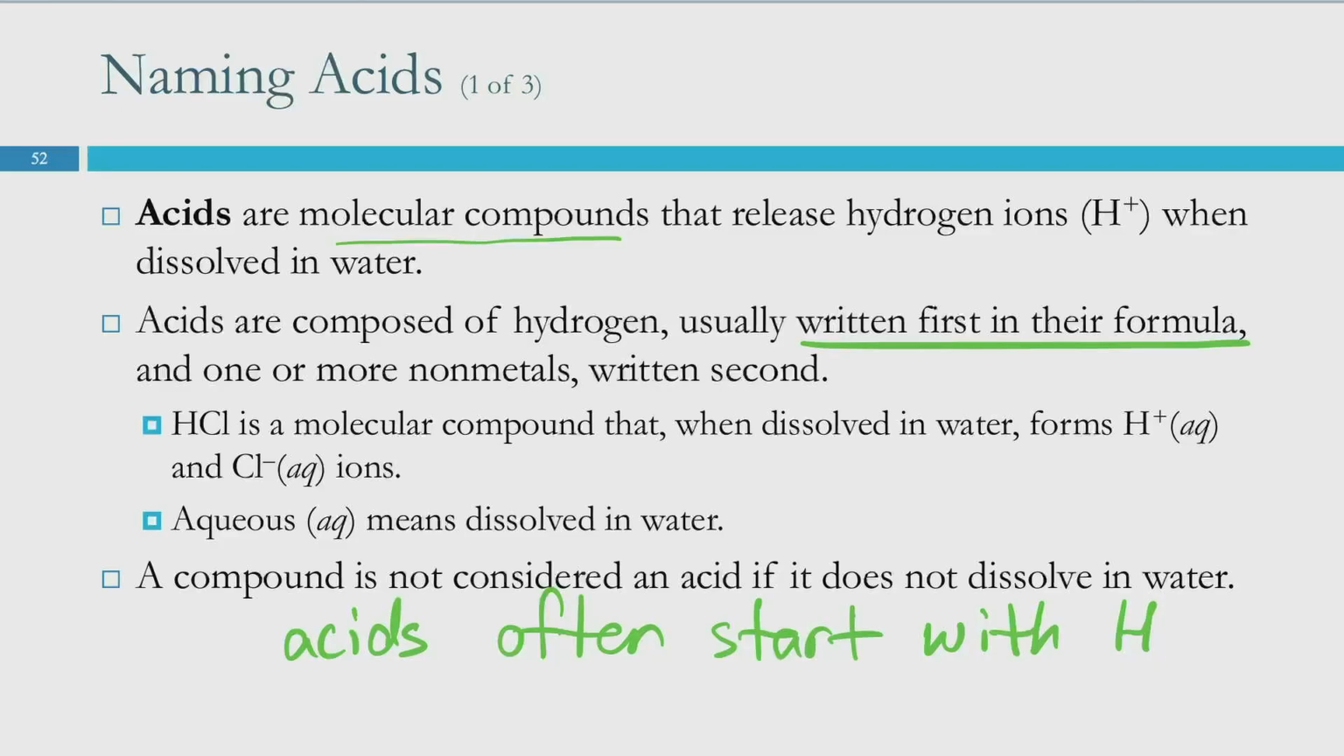That's generally, for this level of chemistry, our big indicator that we're dealing with an acid. It starts with an H. So for example, HCl is a molecular compound. It's got hydrogen, which is a nonmetal or considered a nonmetal, and chlorine, also considered a nonmetal. When that's dissolved in water, it forms H+ ions. It forms Cl- or chloride ions. Aqueous, the AQ part, means dissolved in water, like aqua.